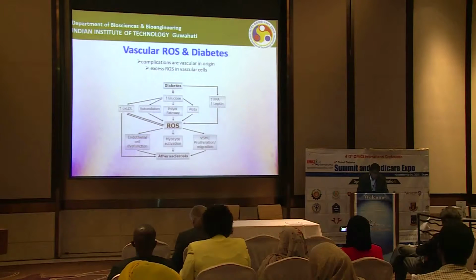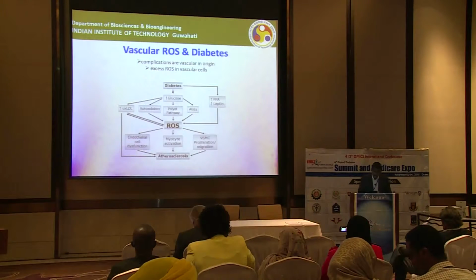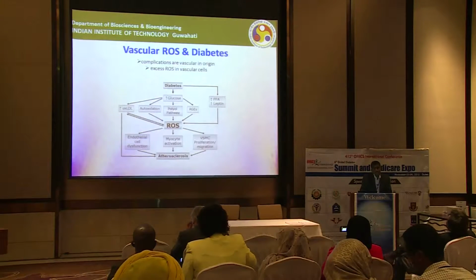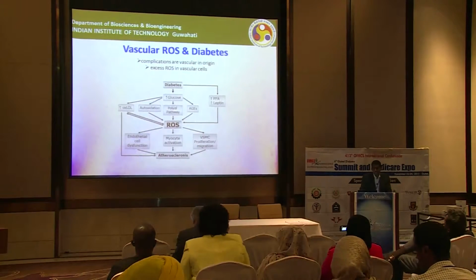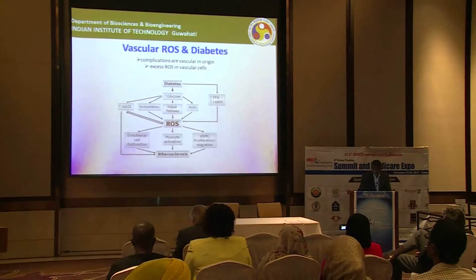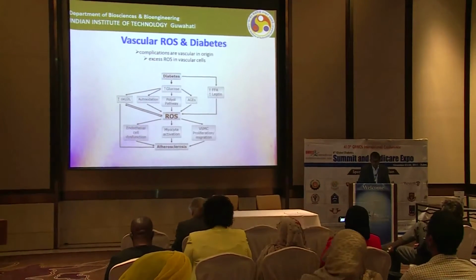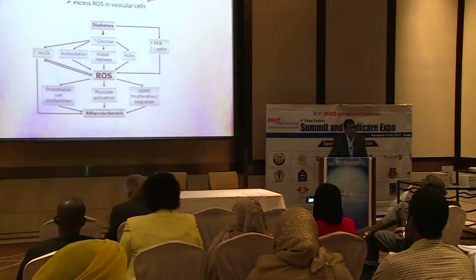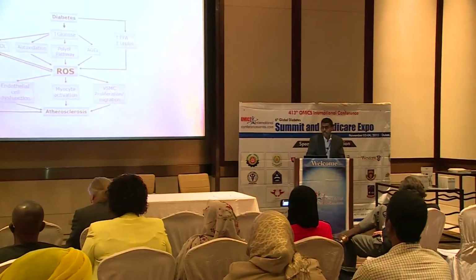Okay, coming to the results I am going to present, I am going to give some idea about ROS production and defective antioxidant mechanisms in the vascular system. In case of diabetes, as I told, there are various mechanisms through which ROS is produced.